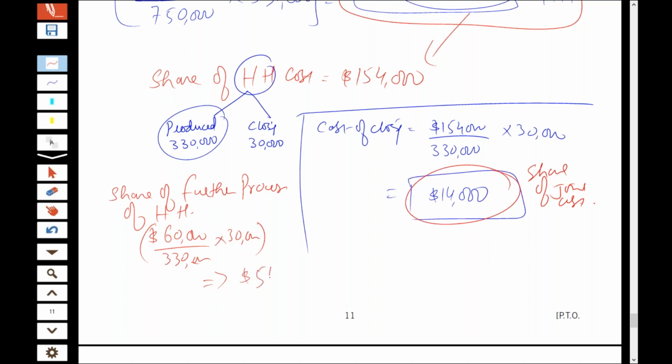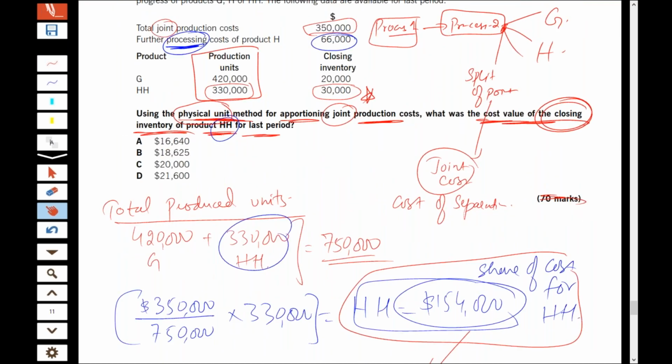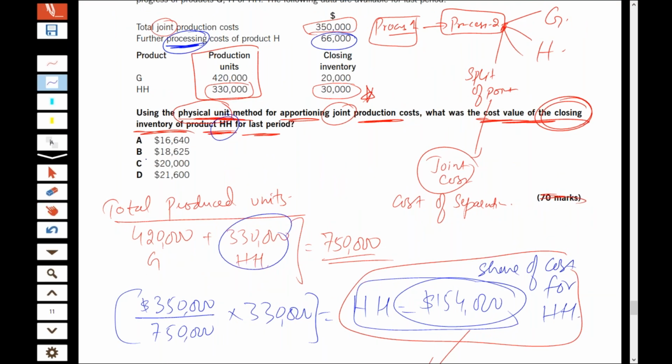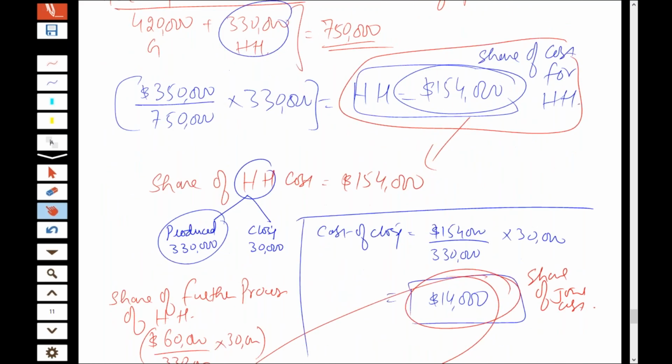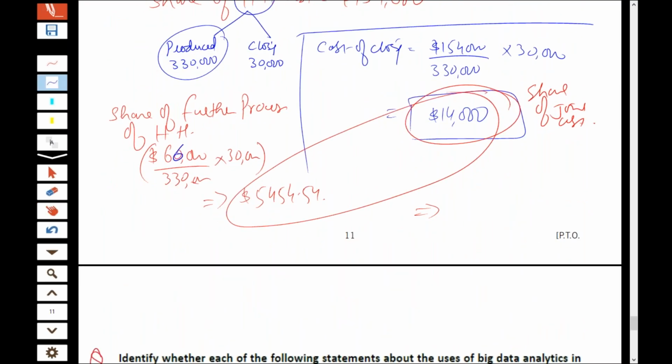That is $5454.54. If you total this amount, it is somewhere 19,000 something. So make it a round of, see, 20,000. Okay, it was 66,000. Sorry, it was 66,000. It was exactly 6,000. So make it 20,000, the exact answer.